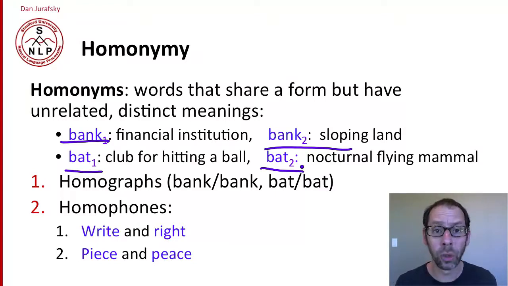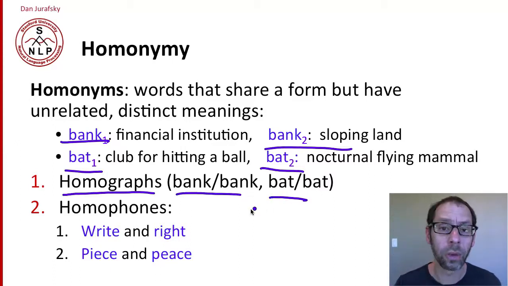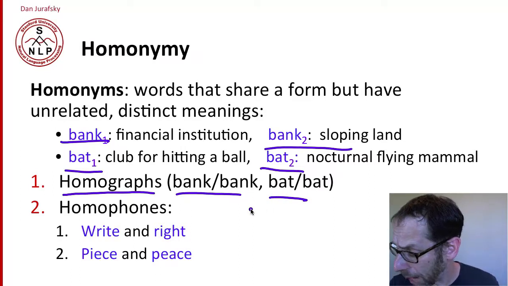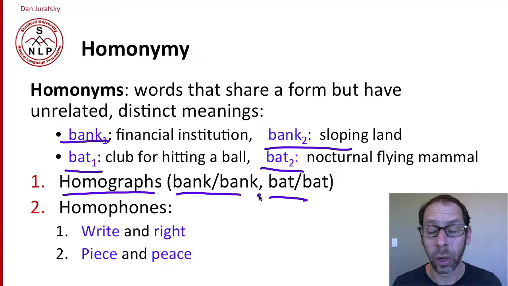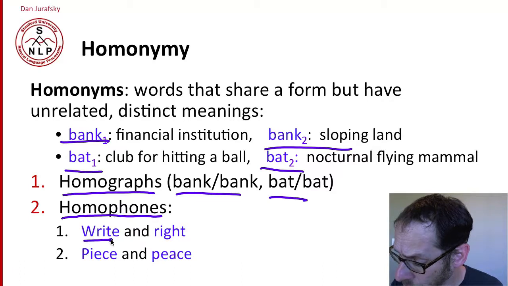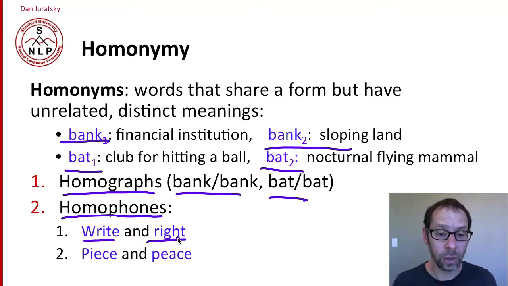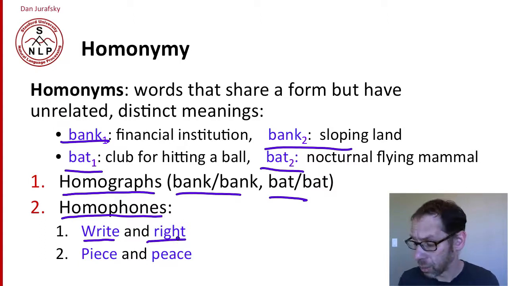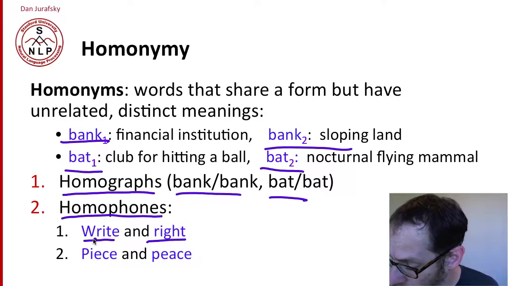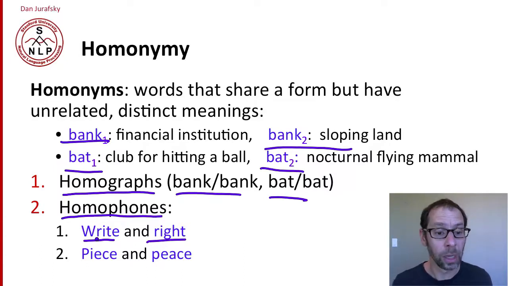Now homonyms come in two forms. They can be homographs, that's words that are spelled the same, whether or not they're pronounced the same or differently. So bank and bat are homographs. Or they can be homophones, so write, W-R-I-T-E, and write, R-I-G-H-T, sound the same, but they're spelled differently. And so sometimes homonyms are both homographs and homophones, so bank and bat are both. Sometimes they're only pronounced the same, but spelled differently. Sometimes they're only spelled the same, but pronounced differently.